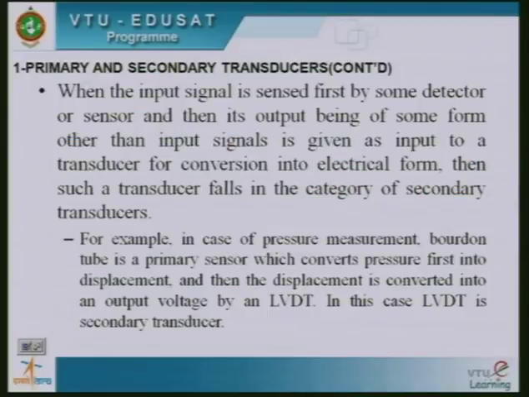Next category is secondary transducers. Let me take a simple example. In case of pressure measurement, assume that you want to understand how much pressure exists. We have a very simple tube called the Bourdon tube. In a Bourdon tube, it basically has some amount of liquid, which converts pressure first into displacement. Whenever you take a Bourdon tube and pressure is applied, the displacement of the liquid happens. The height of the liquid keeps changing.